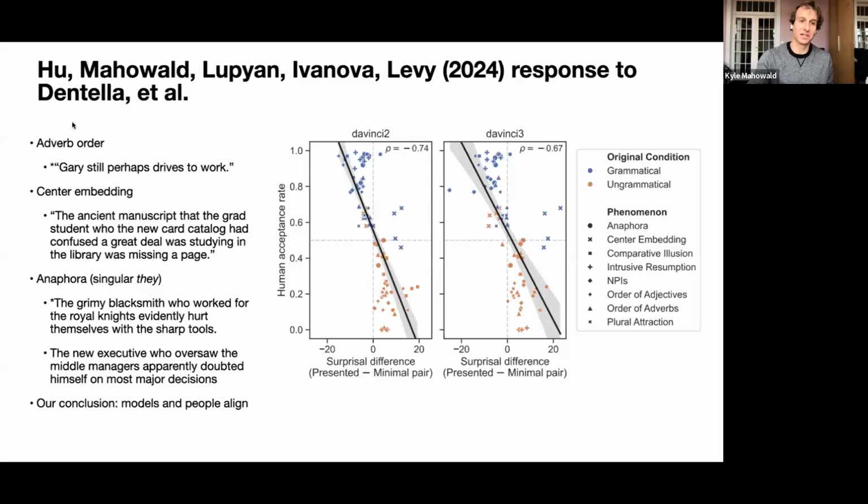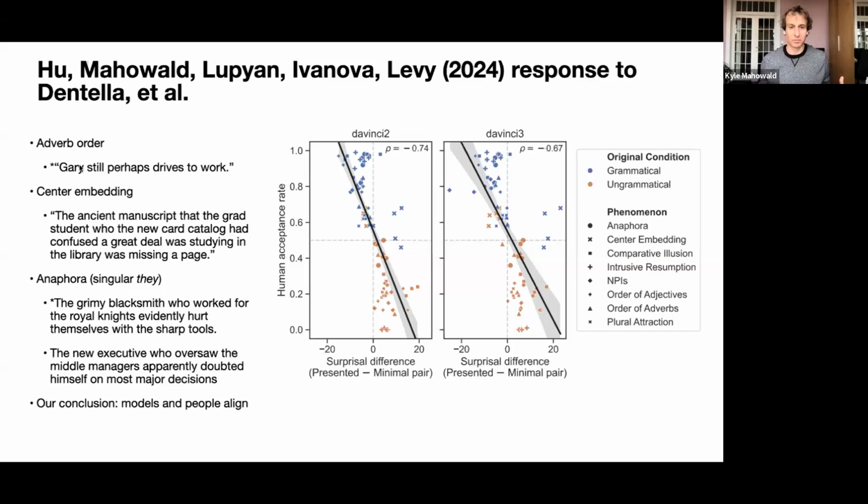But in a follow-up study led by Jen Hu, and with me and Gary Lupyan and Anna Ivanova and Roger Levy, we looked at a response to this where we got human acceptability ratings. That's what we show here on the y-axis. And then created minimal pairs for these sentences, looking at the differences in surprisals, and then plotted them against each other. And what you actually see is pretty nice correlations between human judgments and model judgments. So these are for two of the OpenAI series of models. And what you also see here is that there's actually quite a lot of gradience in grammaticality judgments.